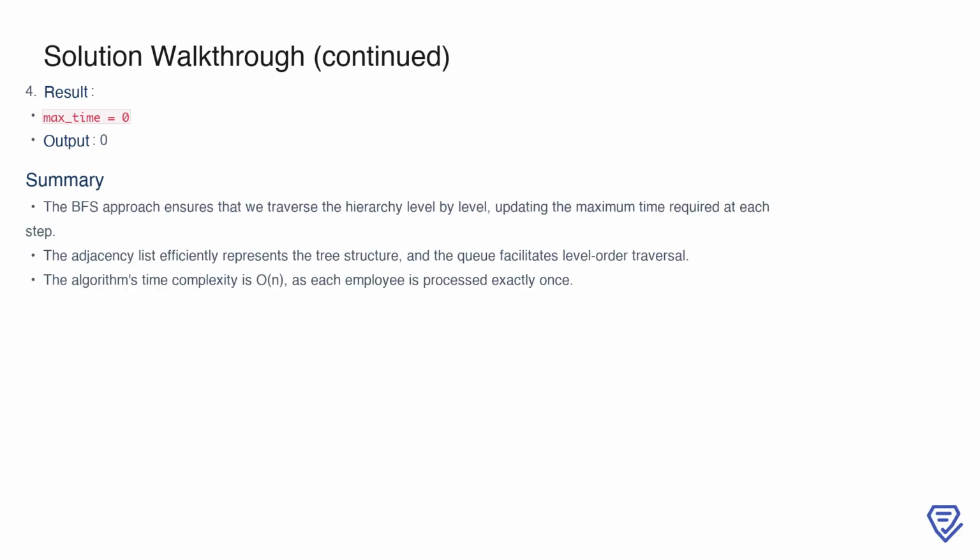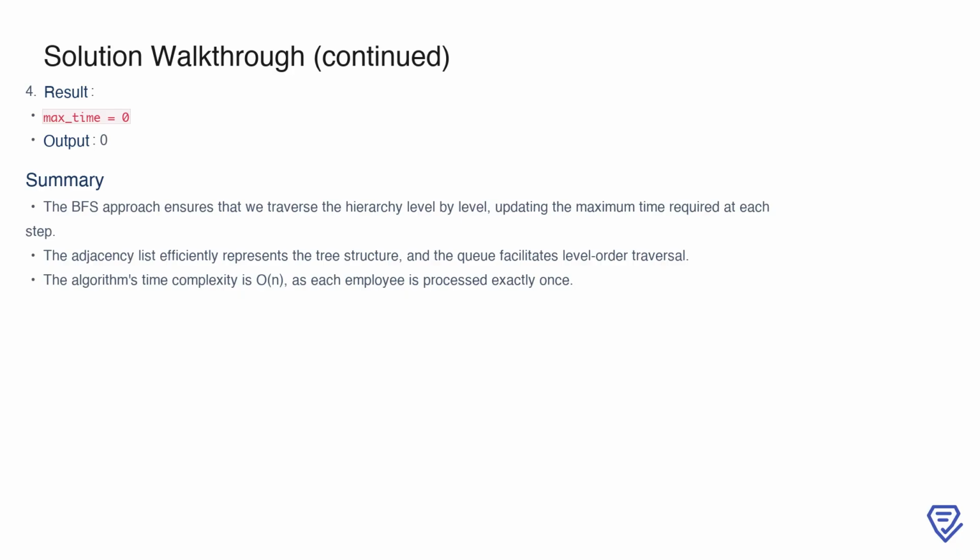To summarize, the BFS approach allows us to efficiently calculate the time needed to inform all employees by traversing the hierarchy level by level. Using an adjacency list to represent the tree structure ensures that we can easily access the subordinates of each employee. The queue facilitates the level order traversal, while max_time keeps track of the maximum time encountered. This method processes each employee exactly once, resulting in a time complexity of O(n). Overall, this algorithm is well suited for solving the problem of determining the time needed to inform all employees in an organization.